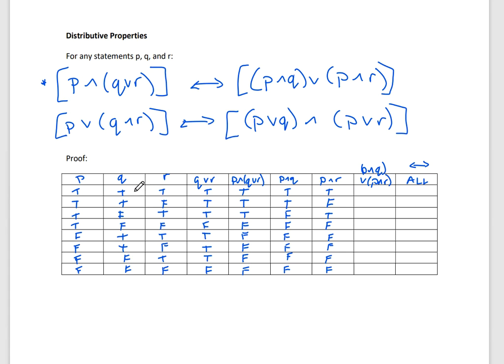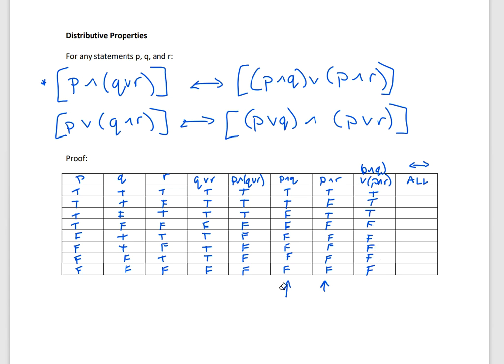So P and Q, we had true, true, and everything else is false. Good. P and R, we had true, false, true, false, false, false, false, false. Okay. And then connecting those last two columns that we just did, P and Q, P and R, we're going to connect those with an OR, just like we have in our right-hand side. So we're going to have true, true, true, and false all the way down.